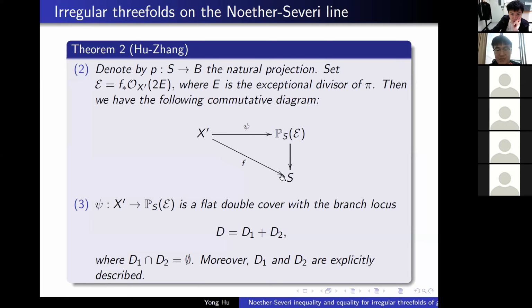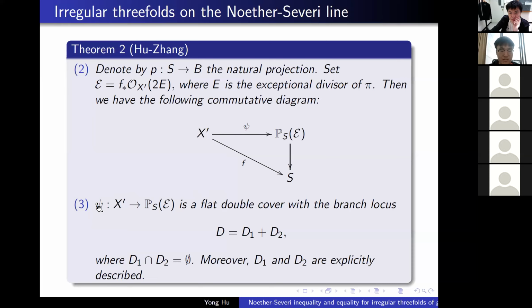Now the general fiber of F is a curve of genus 2. So this is a generically finite morphism of degree 2. Because if you restrict to the general fiber, this is just the canonical map of a curve.